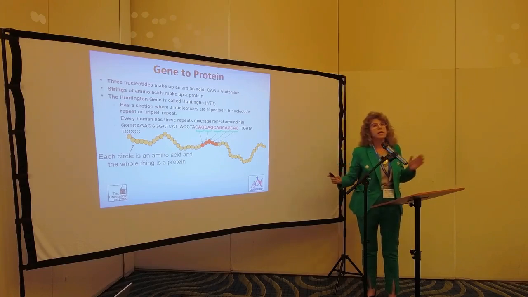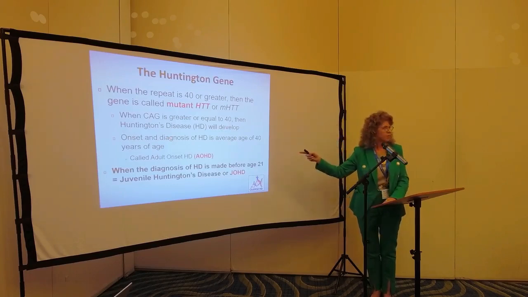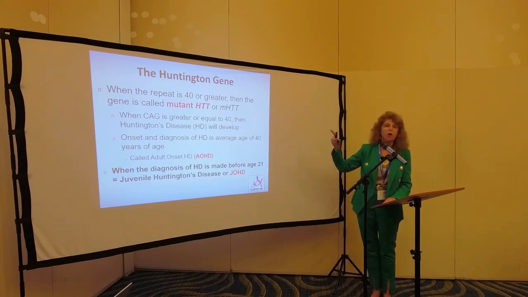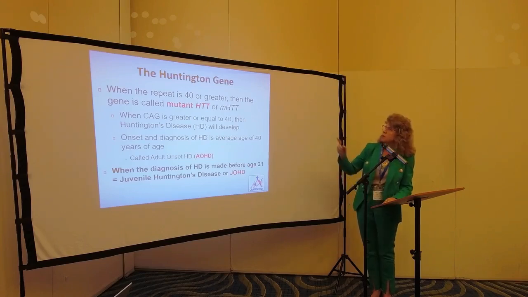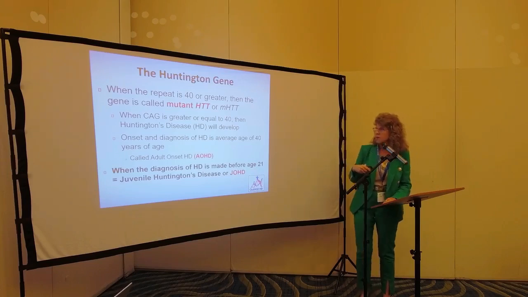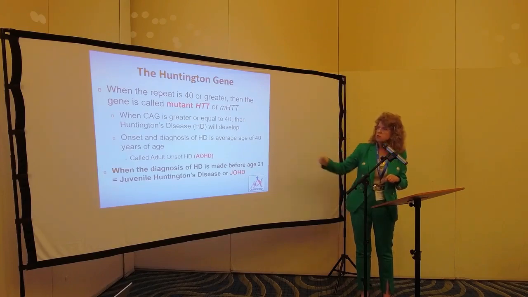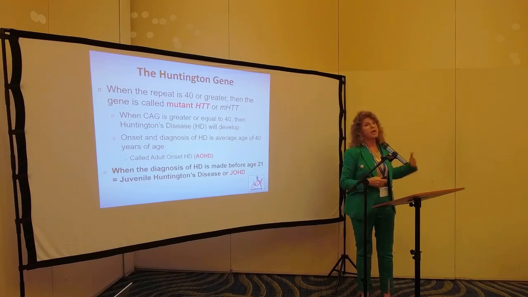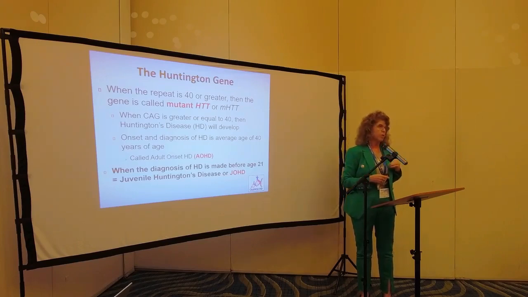And importantly, everybody has this gene, and everybody has repeats. It's only when the repeats are too long. So when the repeats go past 40, we call that mutant Huntington, or MHTT. And when it's greater or equal to 40, then Huntington's will develop. And the onset and diagnosis of HD, the average onset is age 40. You'll hear me refer to that as adult onset, so AOHD. And when the diagnosis of HD is made before the age of 21, we call that JOHD. You'll hear also as JHD.